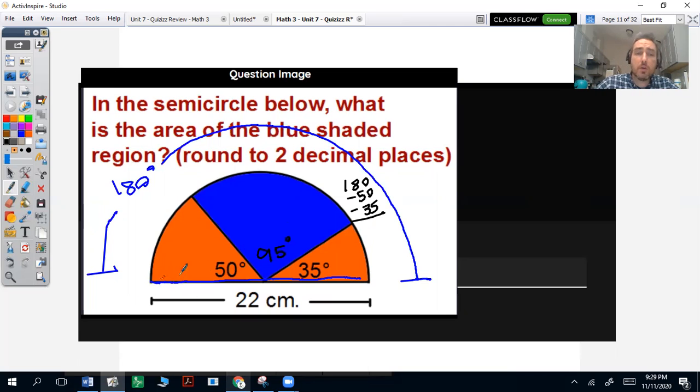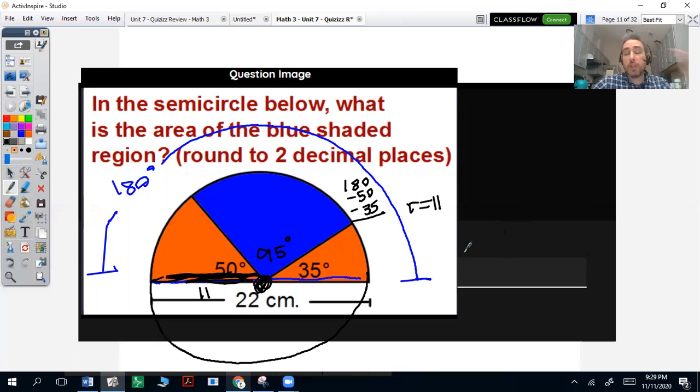And this 22 represents the diameter because that's from edge to edge. If you think about this circle being extended, the radius would be only half of that. So the radius is going to be half of a 22, which is 11. So your radius is 11.